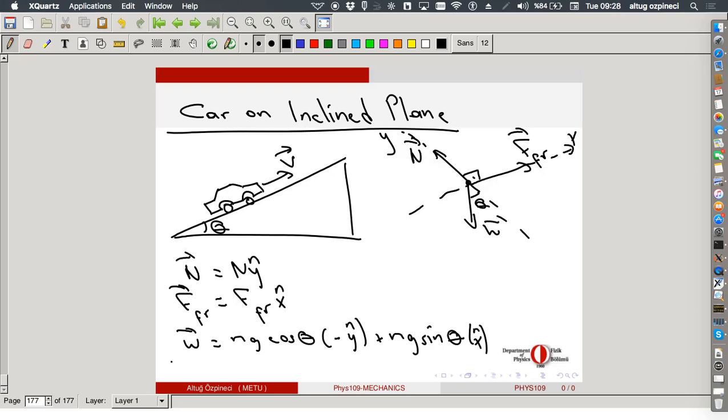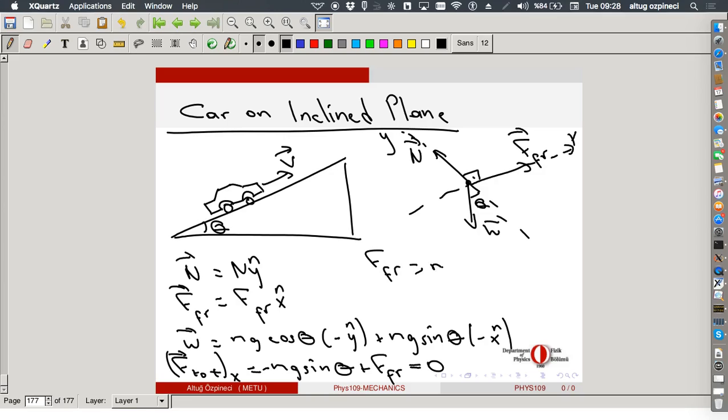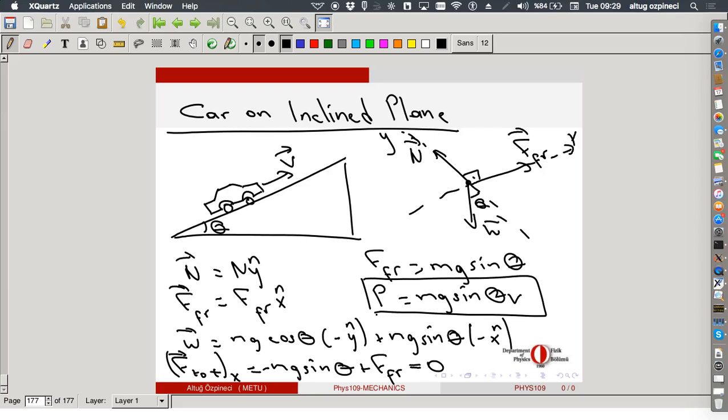So the x component of the total force will be mg sine theta. Oh, sorry, this is in the minus x direction. Minus mg sine theta plus the friction force. The acceleration in the x direction is 0. So we see that the friction force is equal to mg sine theta. So the power delivered to the car by the engine should be just mg sine theta times v. This is the power of the engine.